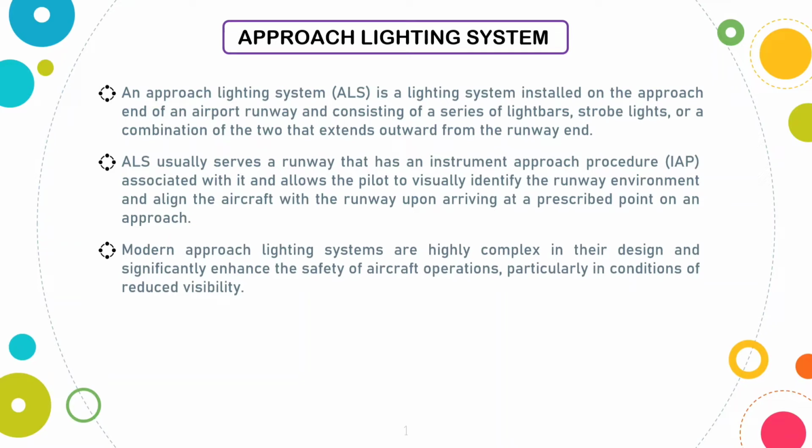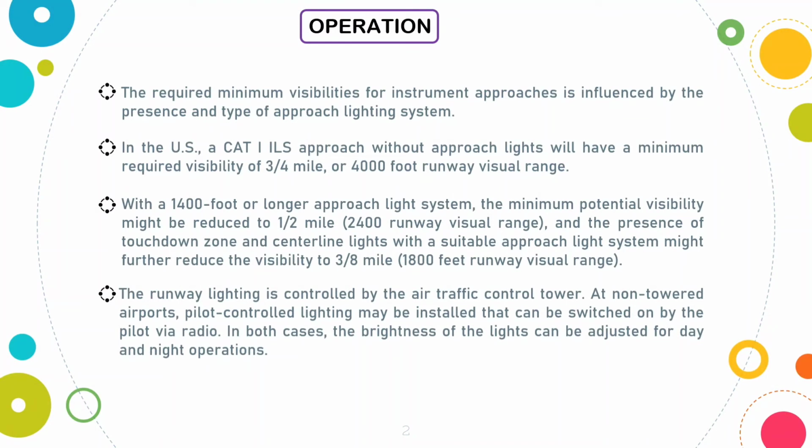Modern approach lighting systems are highly complex in their design and significantly enhance the safety of aircraft operation, particularly in conditions of reduced visibility. Operation. The required minimum visibility for an instrument approach is influenced by the type of approach lighting system. In the US, a CAT I ILS approach without approach lighting will have a minimum required visibility of 3/4 mile or 4000 foot runway visual range.